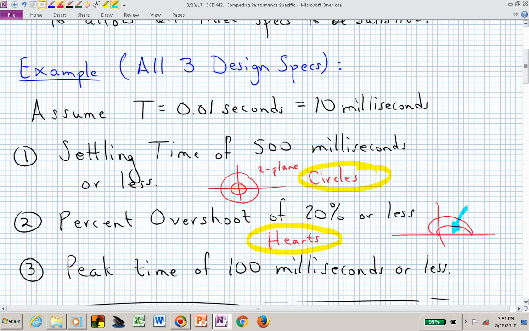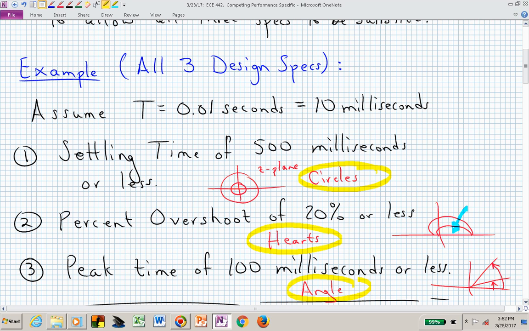And for the peak time spec, the shape that you want to be seeing would be angles. If you had two different angles, the larger angle would correspond to a peak time that was less than the peak time associated with the smaller angle. So the shape I'm expecting you to think about is this angle or wedge type shape for a peak time specification.